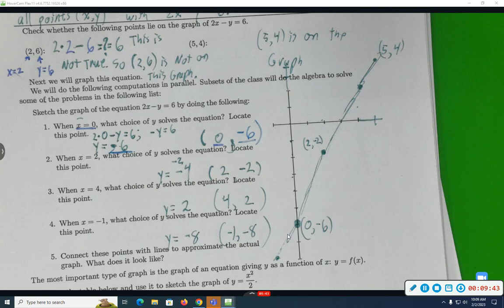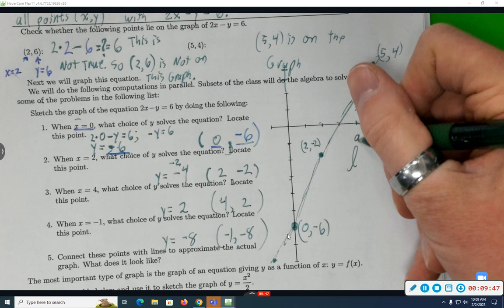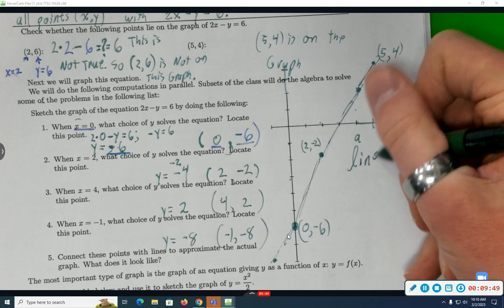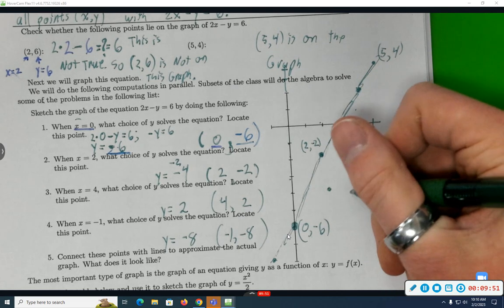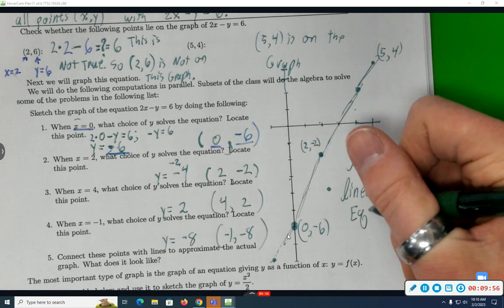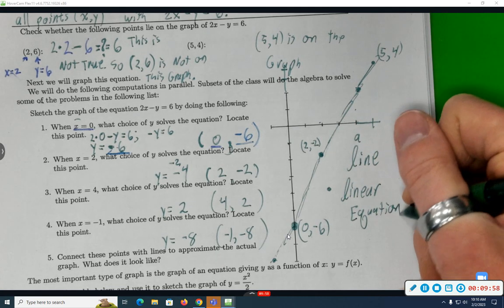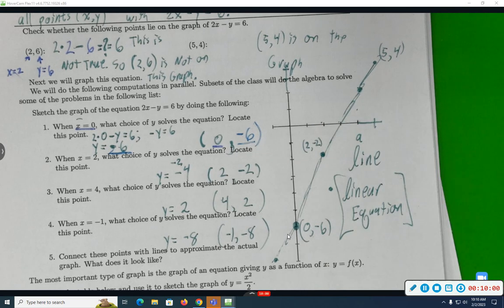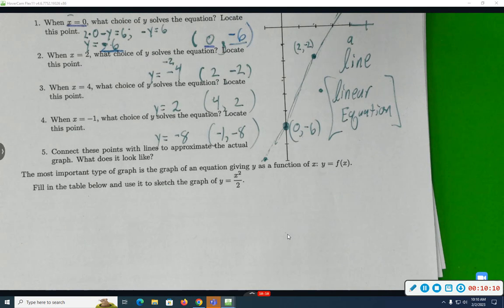Straight line-ish? So there are a few buzzwords. The graph looks like a line. This is an example of something called a linear equation, which are a particular class of equations, and they're those equations whose graphs are lines. Feel pretty good? Nice.